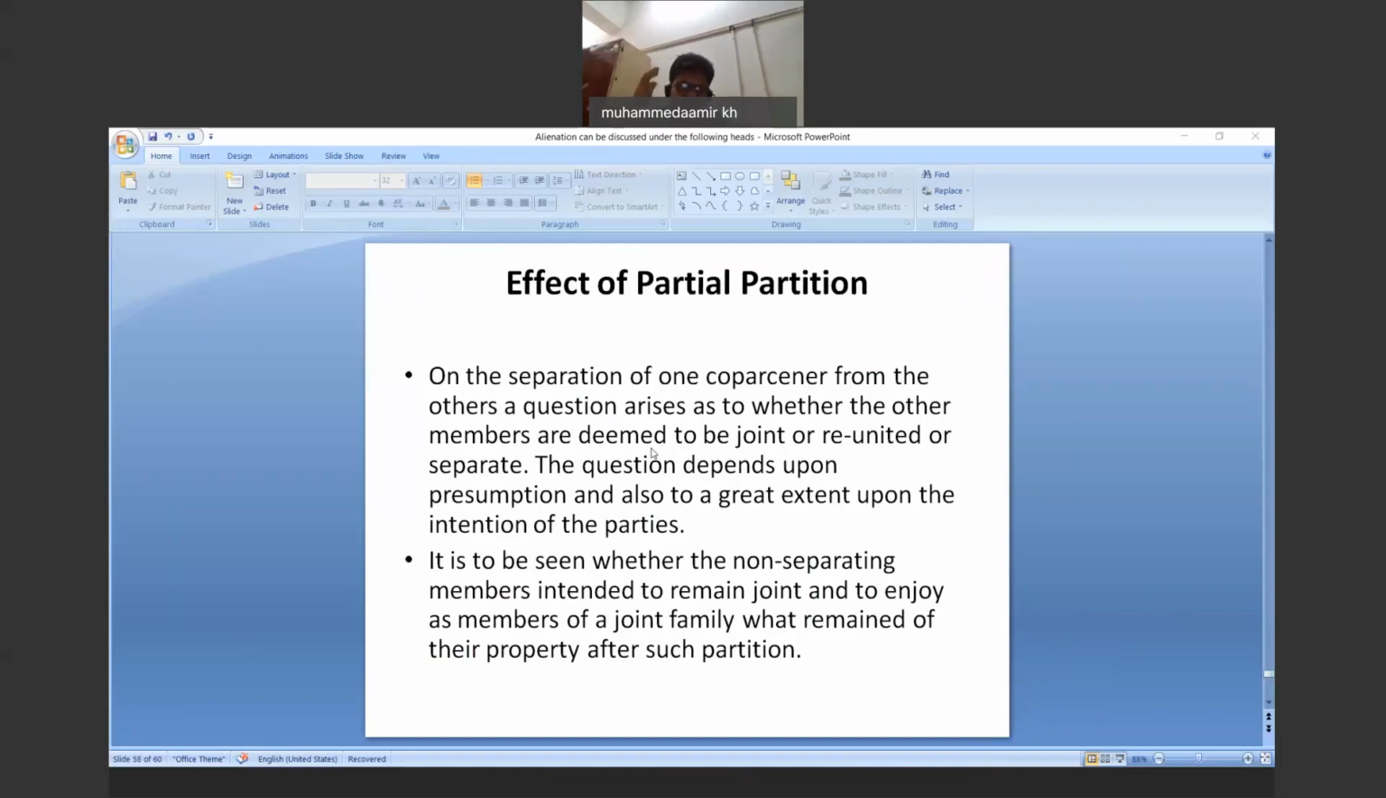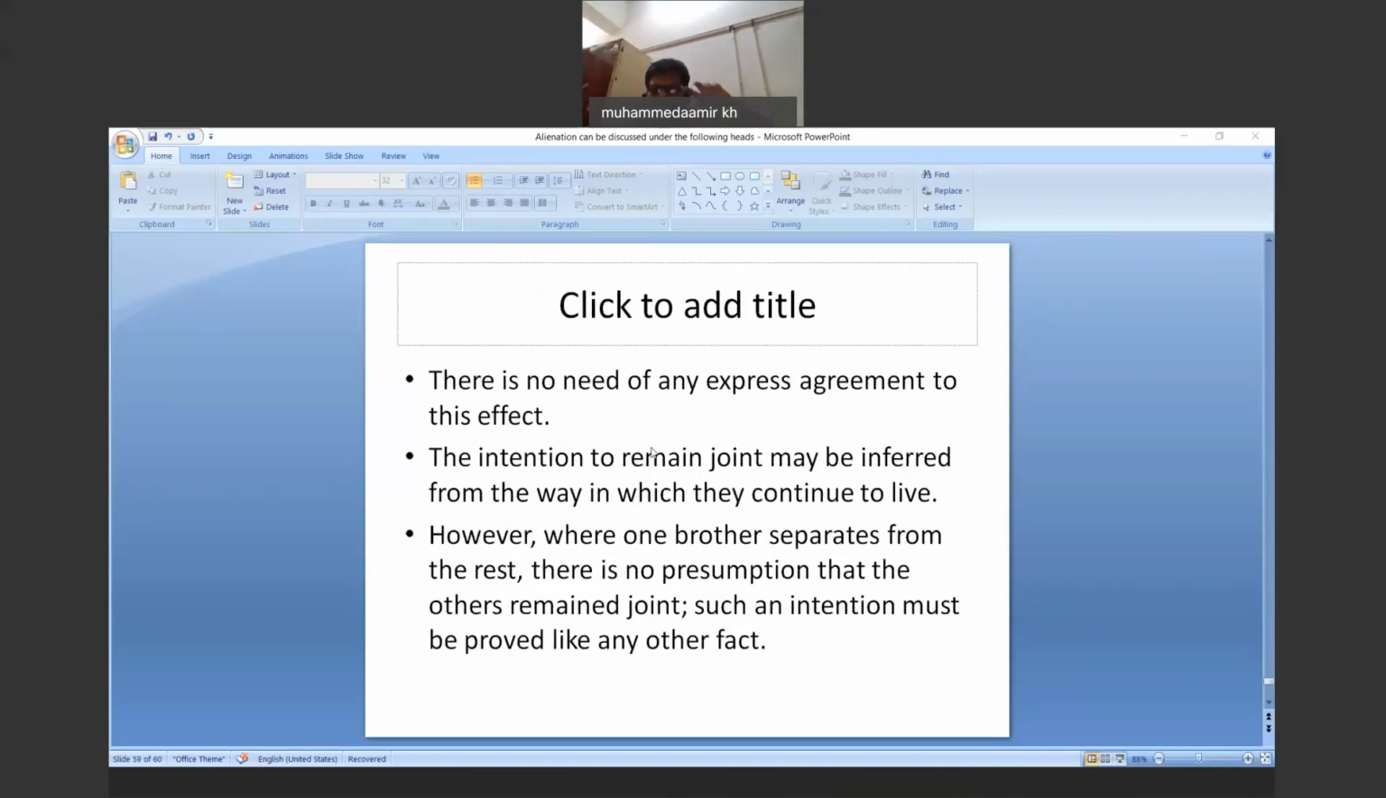Okay, so it is to be seen whether the non-separating members intend to remain joint and to enjoy as members of a joint family what remained of their property after such partition. So it would be seen that after partial partition, the non-separating members, what they have done, what their conduct was, whether they have carried on to enjoy as members of the joint family whatever remained after the partition, whatever has been left. These are the instances by which the court will draw the conclusion. Okay. So there is no need of express agreement to this effect.